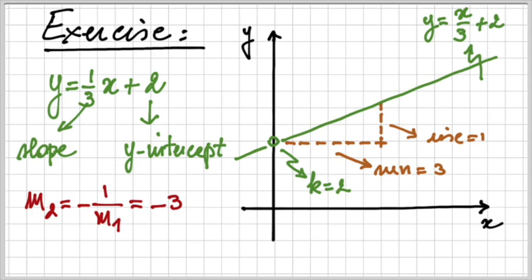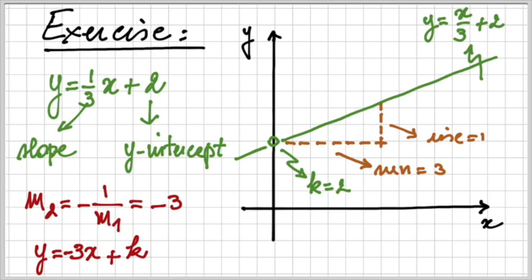These are things that have to be obvious to you. So when your calculation is wrong, you will say there is something wrong. And when you would find, for example, that m2 is equal to 3, it's not possible because we know that since m1 is positive, m2 has to be negative.